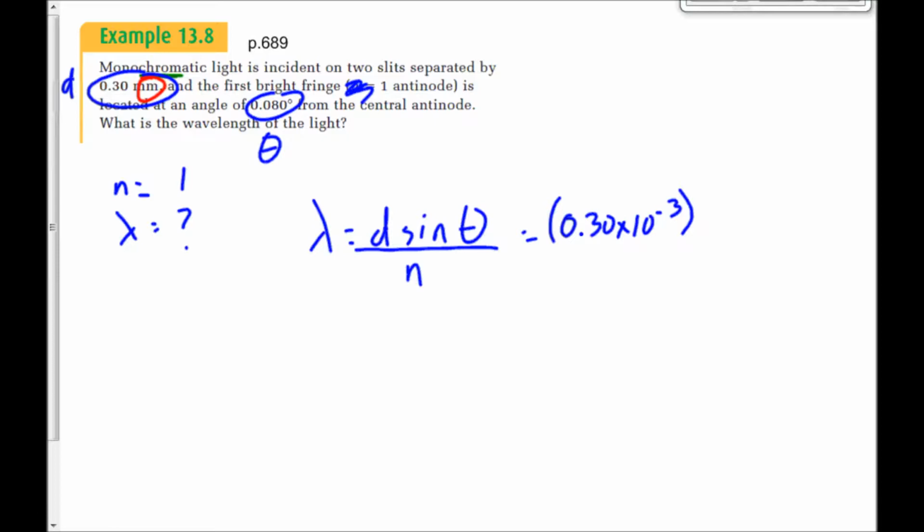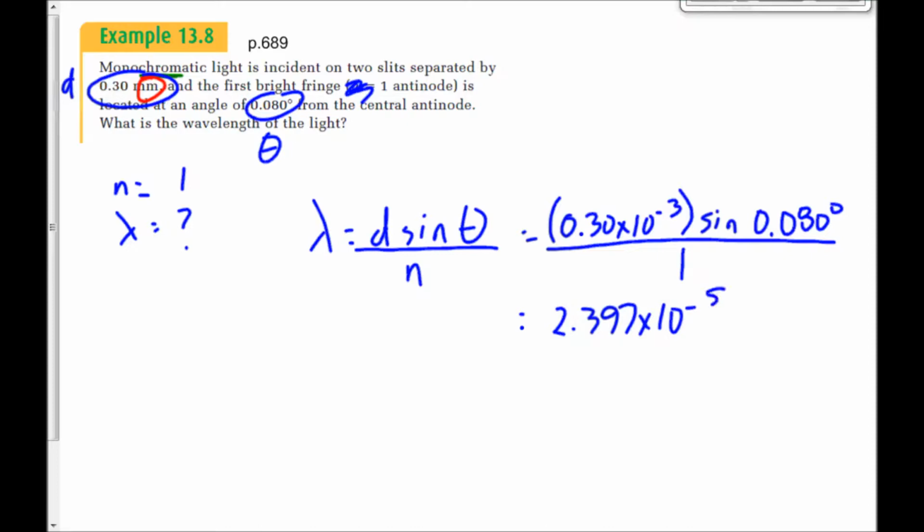So 0.30 times 10 to the minus 3 times sine 0.080 degrees. That's a really small angle, but that's not uncommon. N is equal to 1. We do that calculation. What do we end up getting there? 0.397 times 10 to the negative 5.